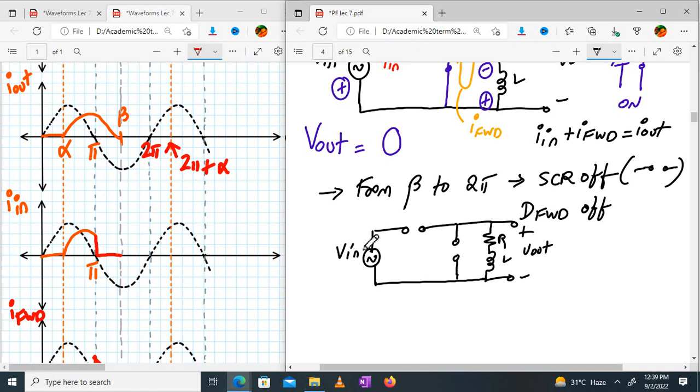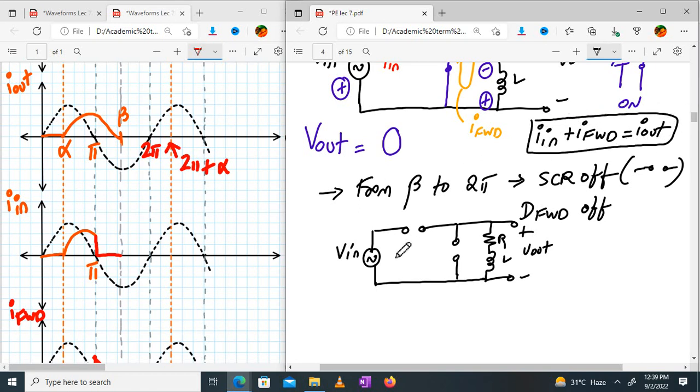Why is the freewheeling diode off over here? Why is the freewheeling diode off? Answer it properly. The reason being, listen here. Why is the freewheeling diode off? This equation.